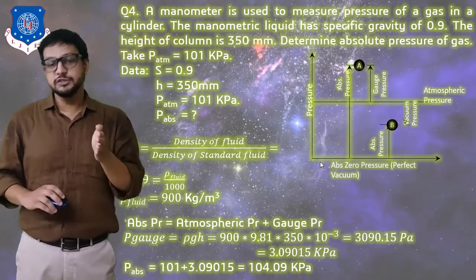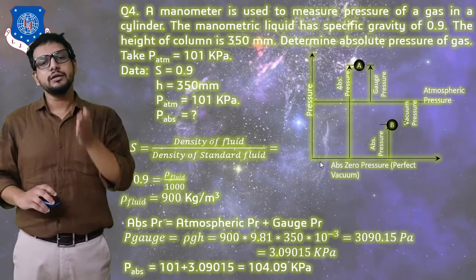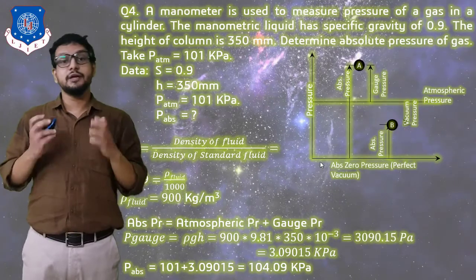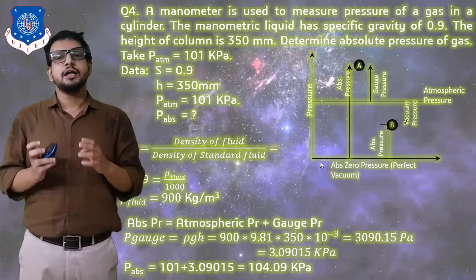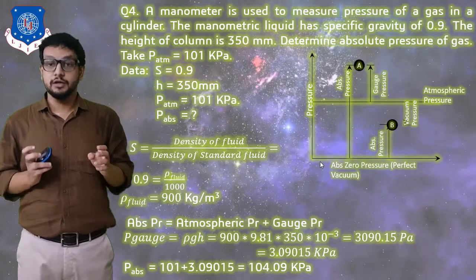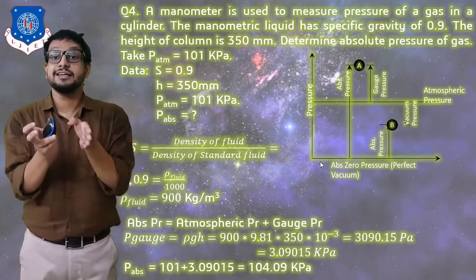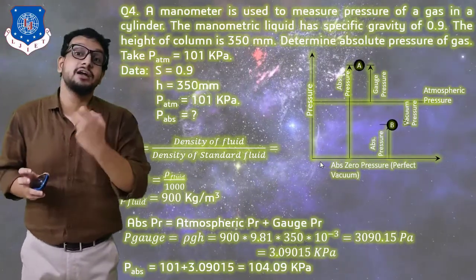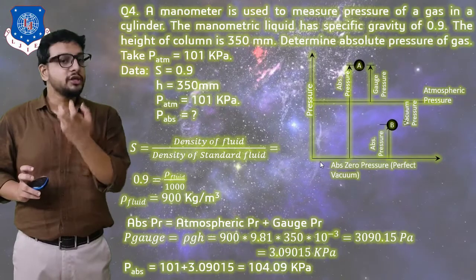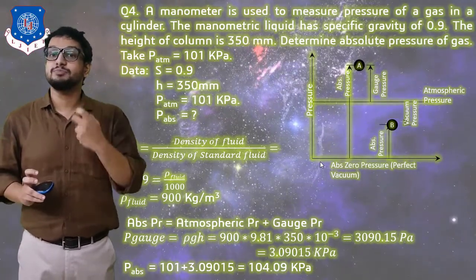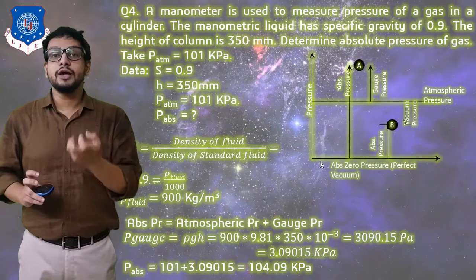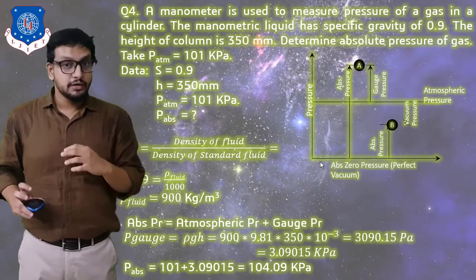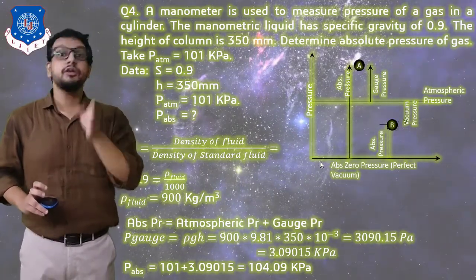You need to take atmospheric pressure as 101 kilopascal. Over here, the data given is a specific gravity. This term you have studied in your 11th standard fluid mechanics topic. We know specific gravity S is equal to the density of a fluid upon the density of some standard fluid. Whenever the fluid used is a liquid, the standard fluid we take is water.